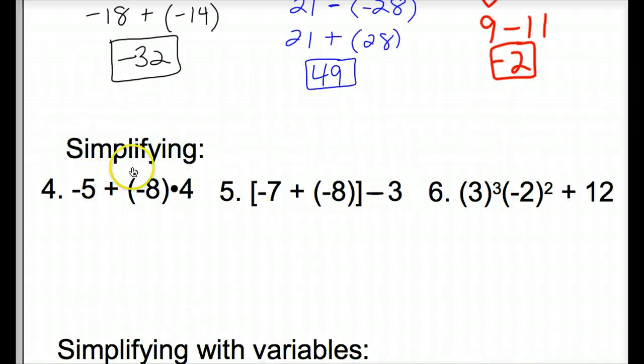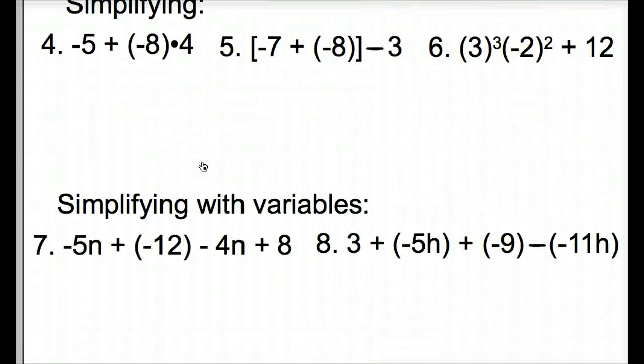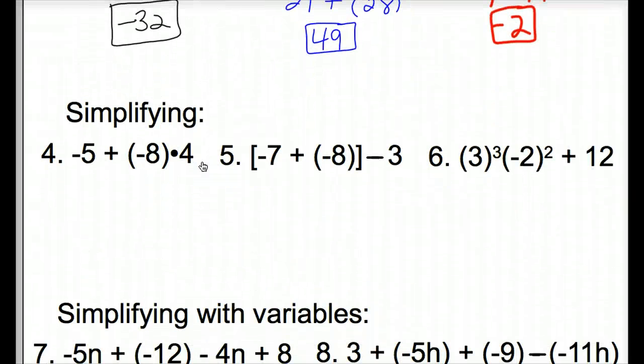So next we're simplifying. We're doing basically the same thing as up here, except we don't have distributive property down here. So we have a negative 5 plus negative 8 times 4. What do we do first? We do our multiplication. Negative 8 times 4 is a negative 32. Keep that in parentheses. We add to that our negative 5.